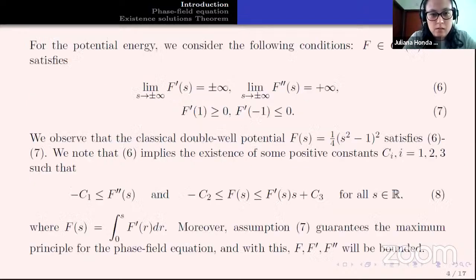To complete the hypotheses about the system, for the potential energy we will consider F being a C^2 function that satisfies those properties here. We observe that the classical double-well potential given by this satisfies those conditions, and these conditions imply that there exist some positive constants such that F and its derivative satisfy this. Moreover, this property allows us to guarantee the maximum principle for the phase field equation. So by the maximum principle, F and its derivatives will be bounded.